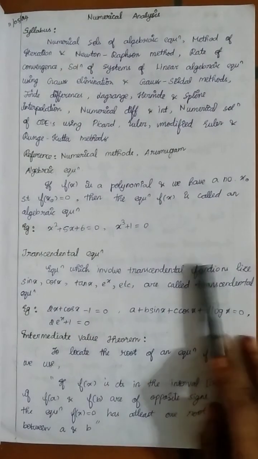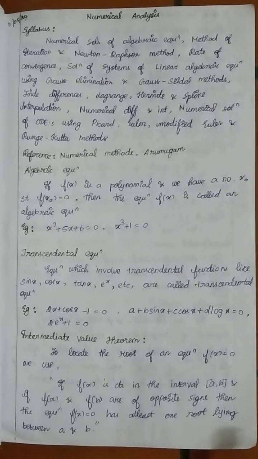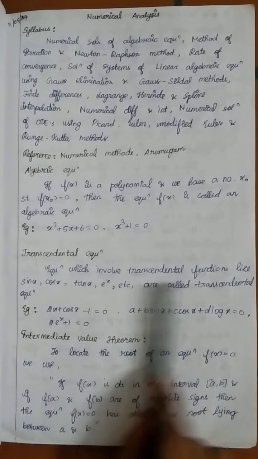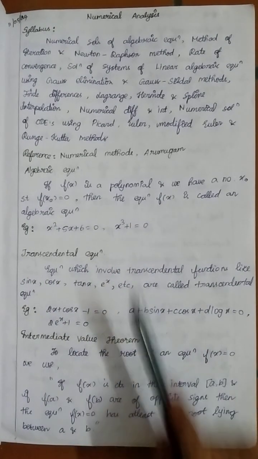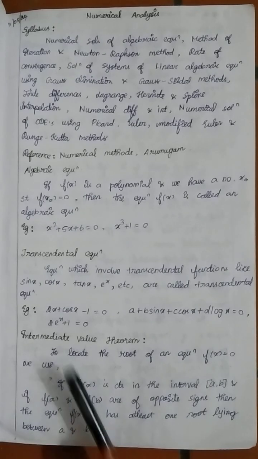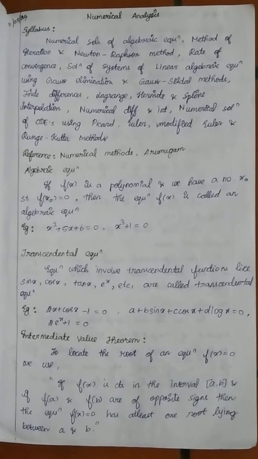Now, what is meant by a transcendental equation? A transcendental equation is an equation which involves functions like sin x, cos x, and here I have given some examples of algebraic and transcendental equations. Now we all know what is meant by the intermediate value theorem, right? Which we have studied in our real analysis.